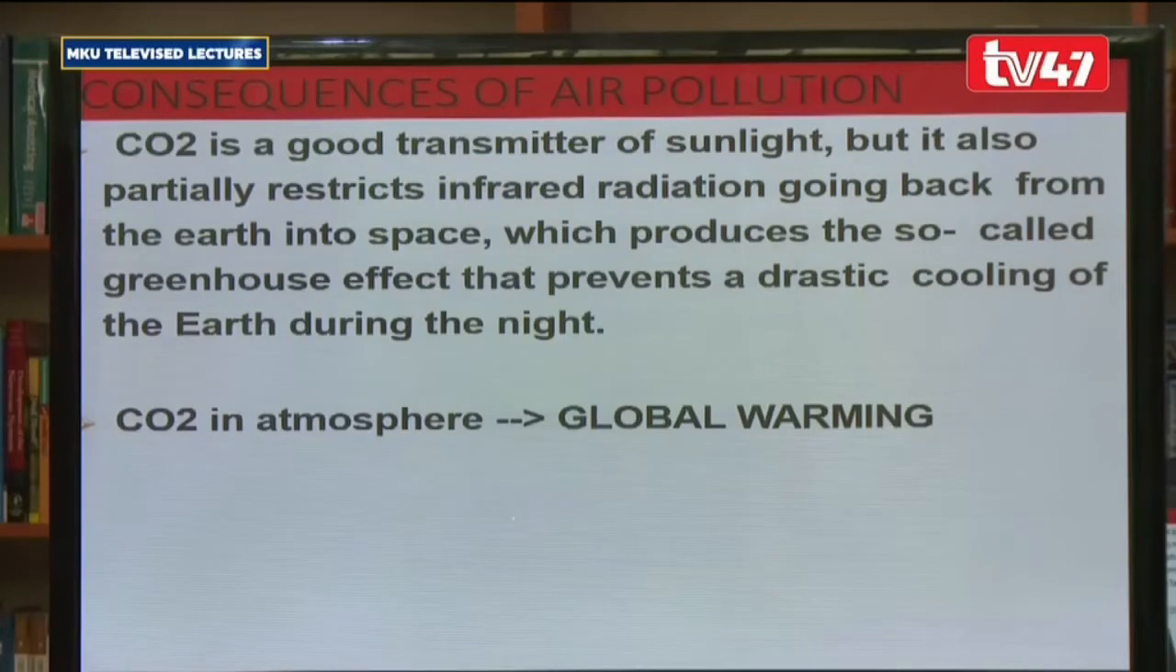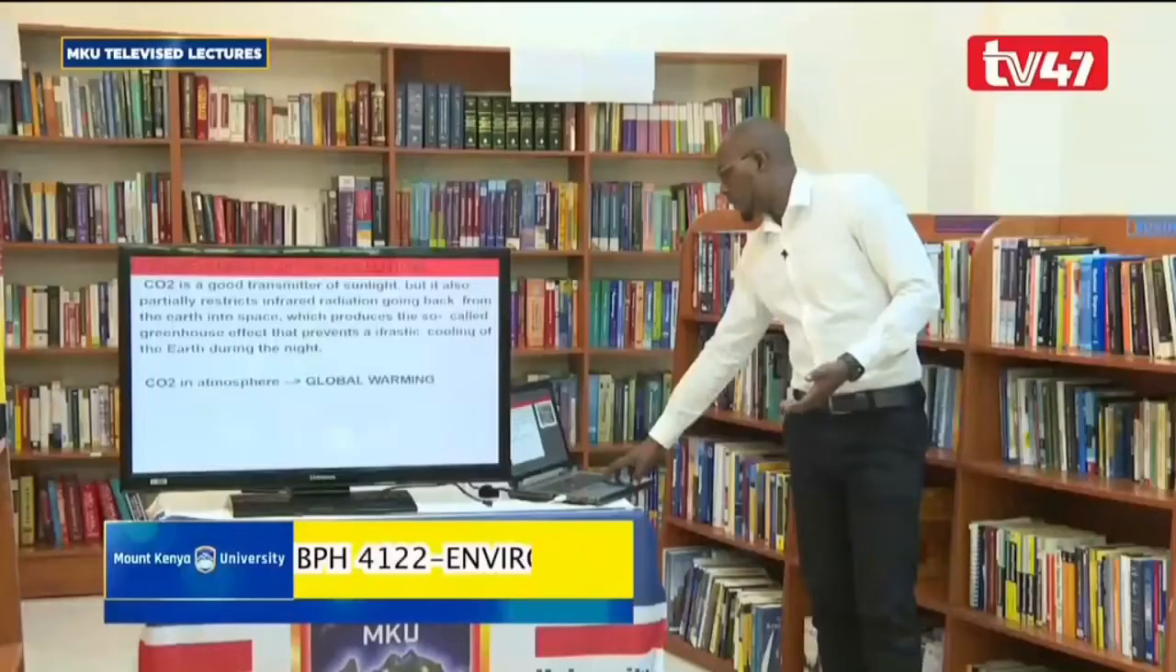An example, CO2, carbon dioxide, is a very good transmitter of sunlight. So it plays a very important role, especially when you look at the carbon cycle, as we said earlier. A large concentration of CO2 in the atmosphere causes global warming, which is the rise of temperatures in the environment, and that has a resultant effect as well.